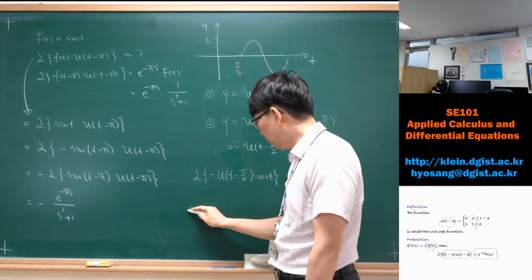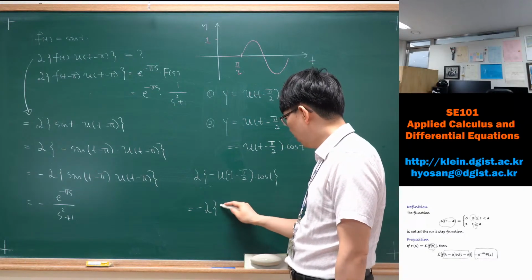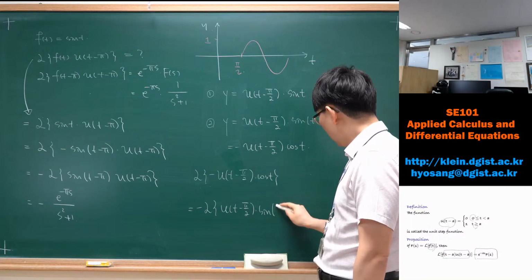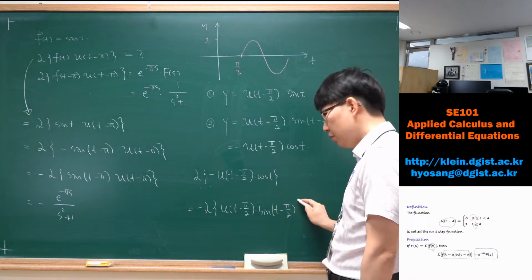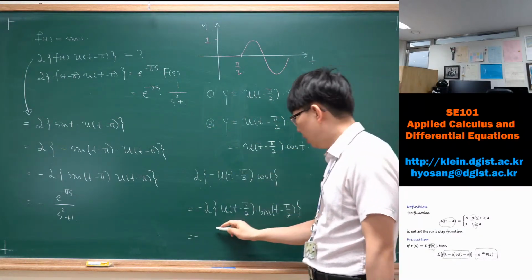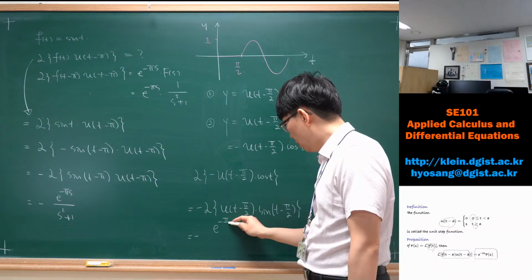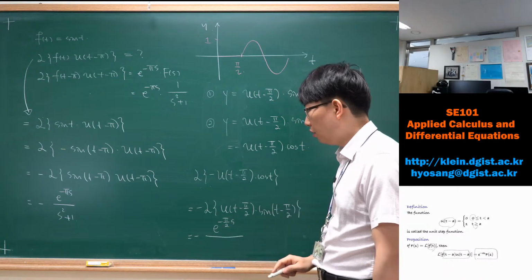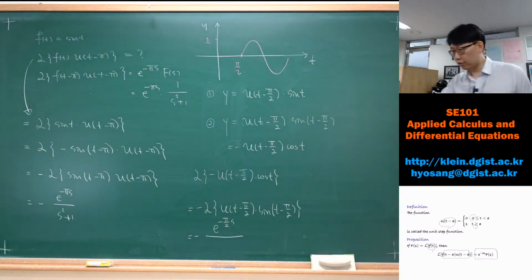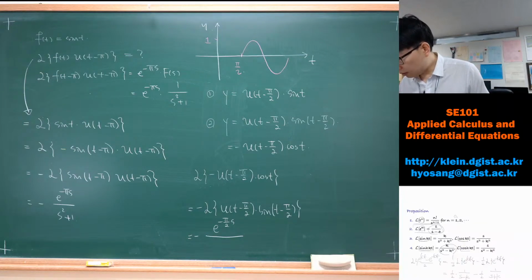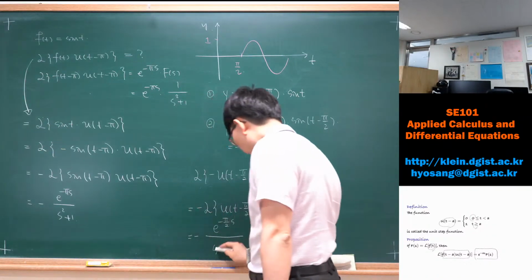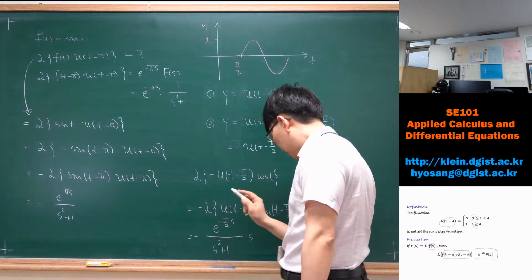So this is negative of the Laplace transform of u of t minus pi over 2 times sine of t minus pi over 2, right? So this is negative of, use the formula. So we have e to the minus pi over 2 s over, I forgot the formula here. So the Laplace transform of sine is 1 over s squared plus 1. Okay.